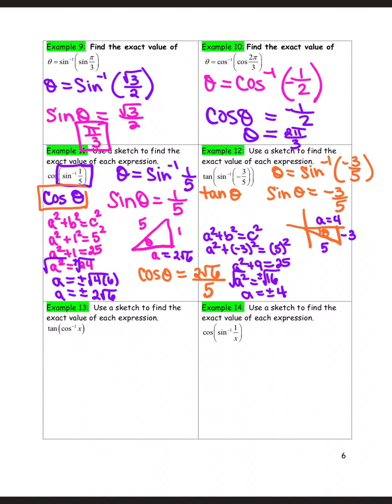And so now what we're looking for is tan of theta. So tan of theta is opposite of theta, which is negative 3, over the adjacent, which is 4. So here my answer is negative 3/4.